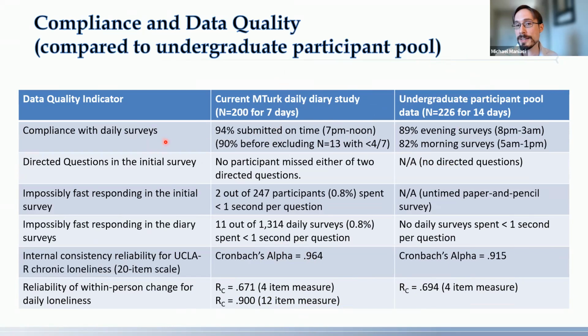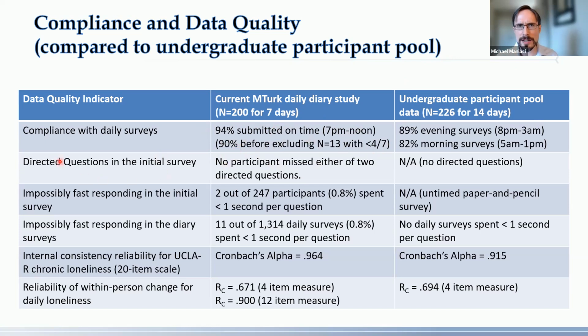In terms of compliance, in the current study, 94% of surveys were submitted on time, even before excluding participants who just did 1 survey or 2 surveys. Still, we had 90% compliance. In our undergraduate participant survey, we had an evening and a morning survey over 2 weeks. So we had 89% of evening surveys, 82% of morning surveys. Now it's kind of apples to oranges because we had a narrower time band in that study. We had a morning and an evening survey. It was over a longer period of time. But I think compliance rate, I expected poorer compliance with this study. I expected it to be under 80%. So I was happy with this.